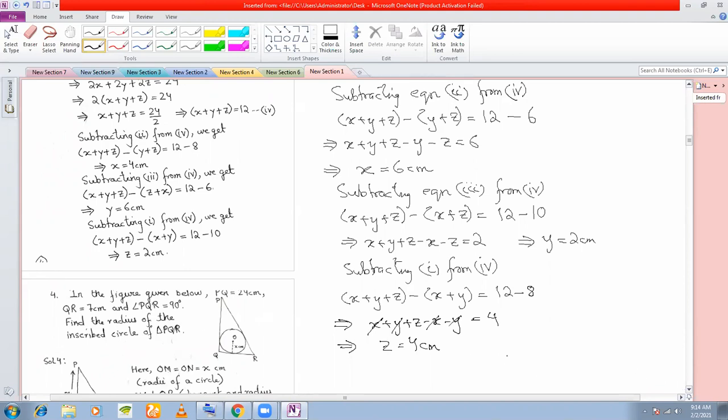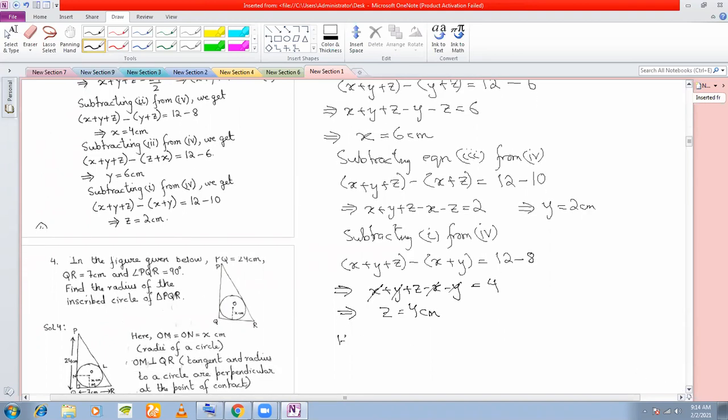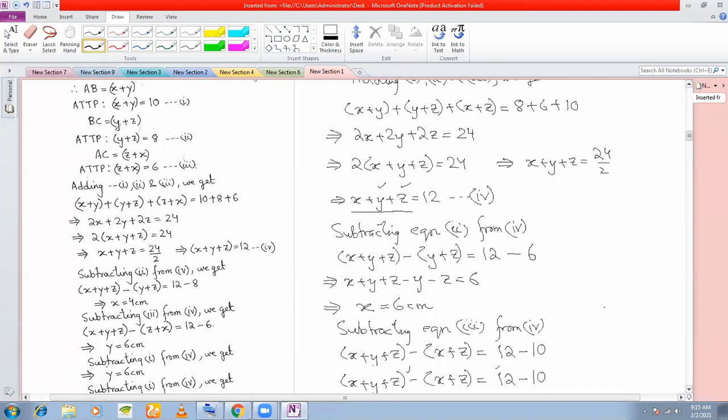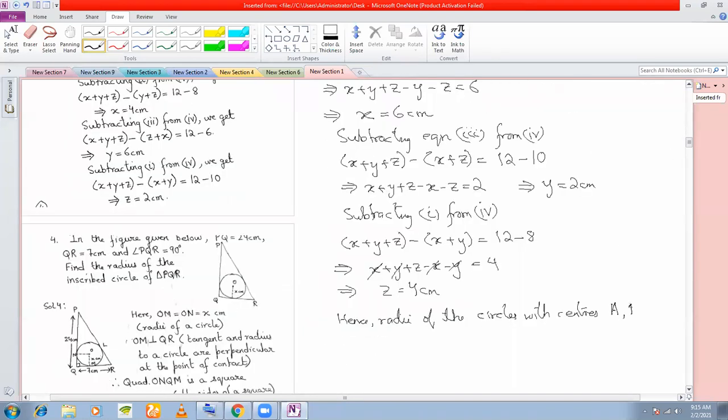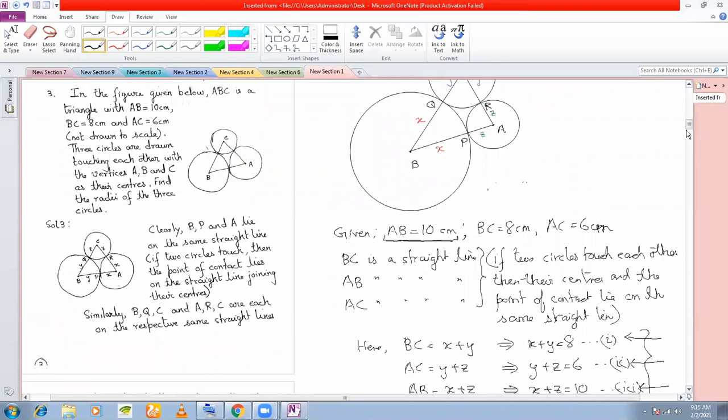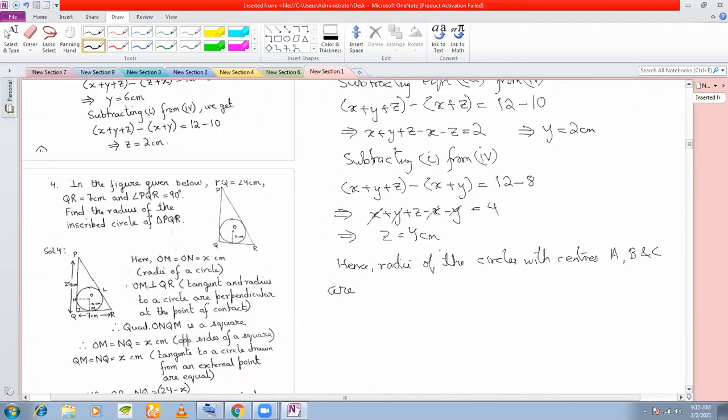So what are the values? What are the radii of the circles? Hence, the radii of the circles with centers A, B, and C are, with center A, the radius is z. So the value of z here is 4 centimeters.